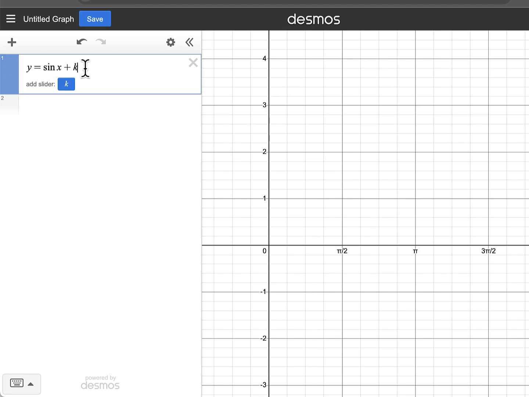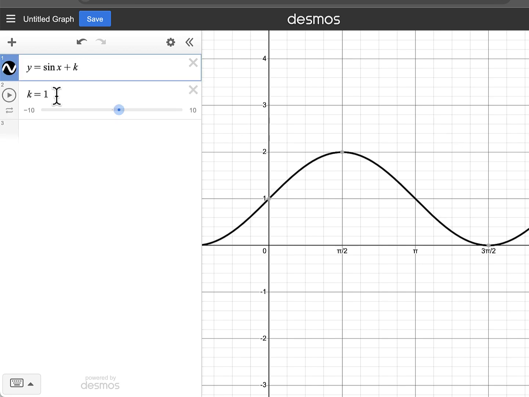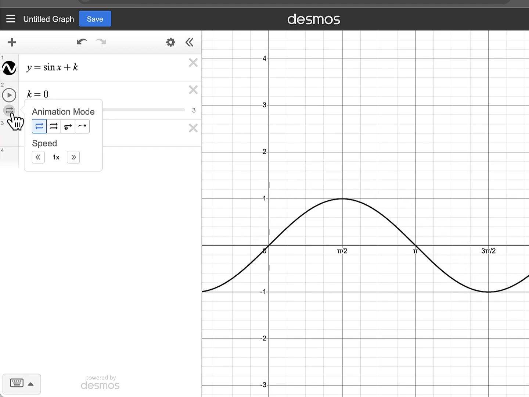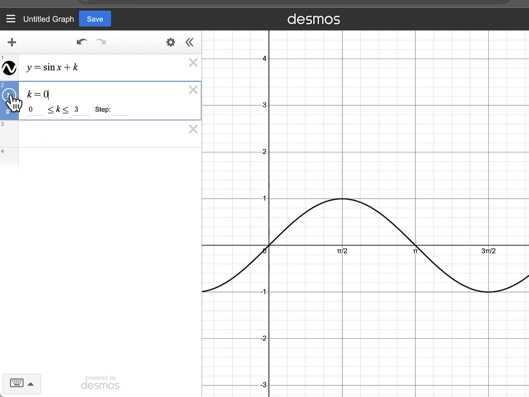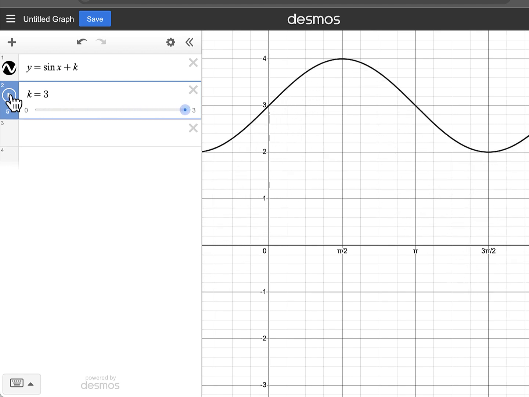If you put plus k and add a slider for k and let k vary from 0 to 3, drag k to 0, change the animation property so it goes through once, and then hit play, and you'll see the graph transform dynamically and stop when the vertical shift is complete. All right, back to our notes.